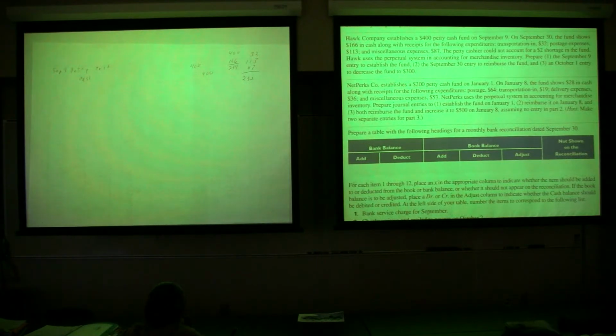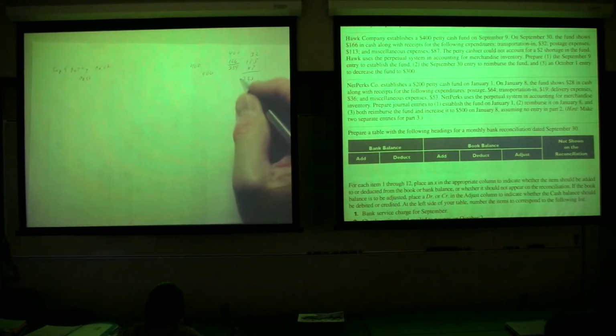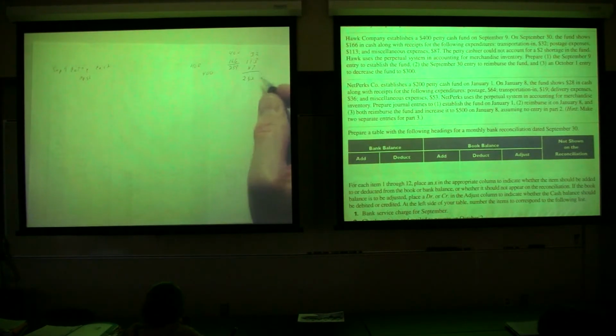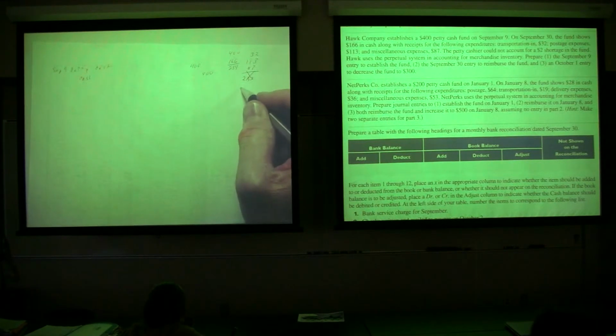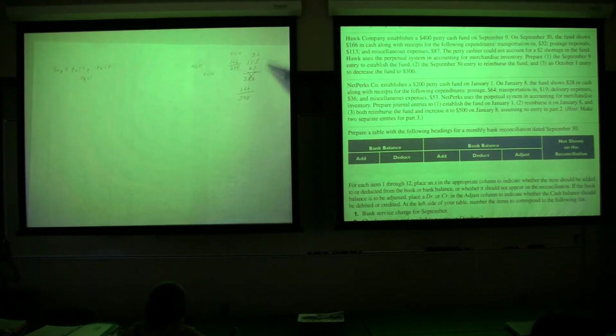Okay? What you also could have done is you could have added the 32 plus the 113 plus the 87 plus the 166. And if you do that, you should end up with 398. So you can add up the receipts plus the cash, and it should equal the balance of the fund. In this case, it'll be short by $2. You can do either method.